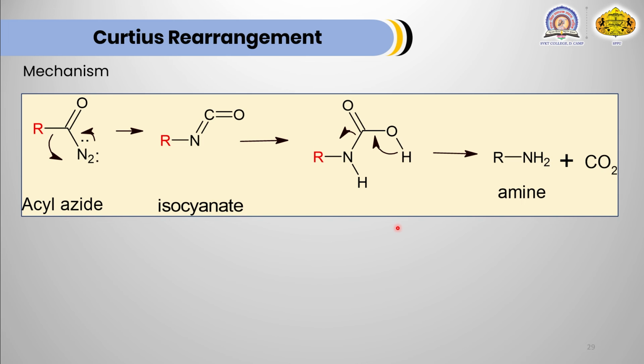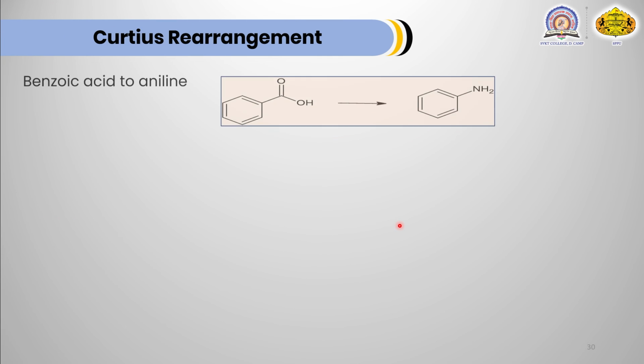Now this is the mechanism of Curtius rearrangement. The acyl azide is shown, and the lone pair which is present here is utilized for the reaction. This R group is migrated from the carbonyl carbon to this nitrogen, and there is formation of isocyanate as intermediate. After that, there is formation of amine as the main product. Along with that, carbon dioxide is also formed.